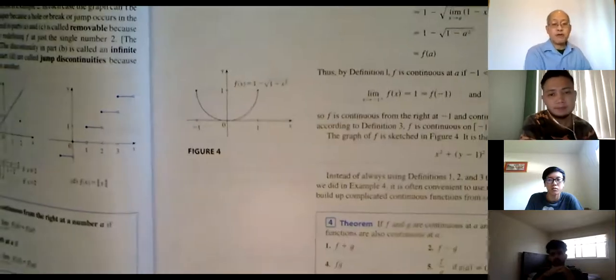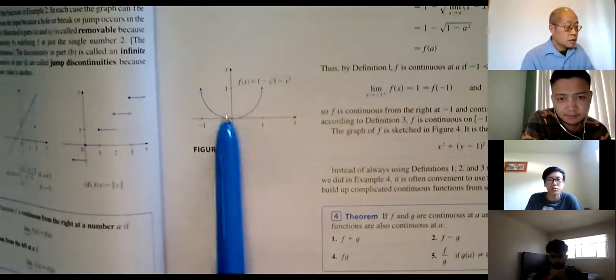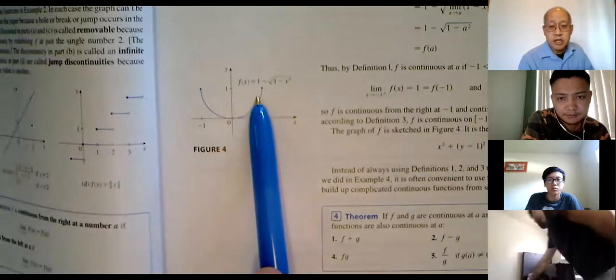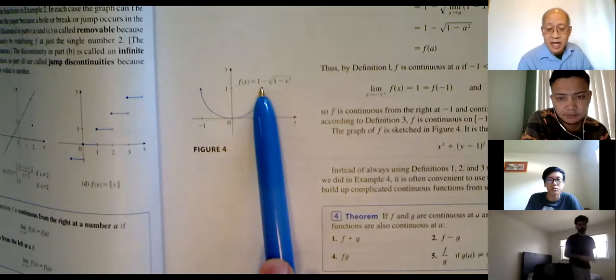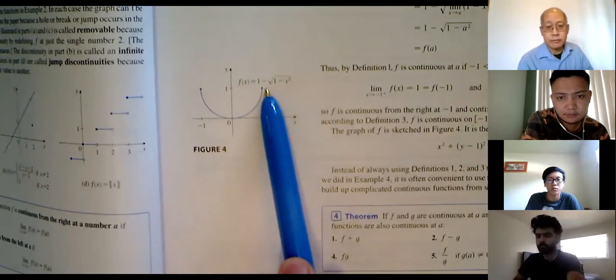Okay. In figure 4 here, here's a function. We're going to say at x equals 1, the function is continuous from the left. If I come from the left side, I can actually hit that dot there, but not coming from the right. I mean, there is no graph coming from the right.